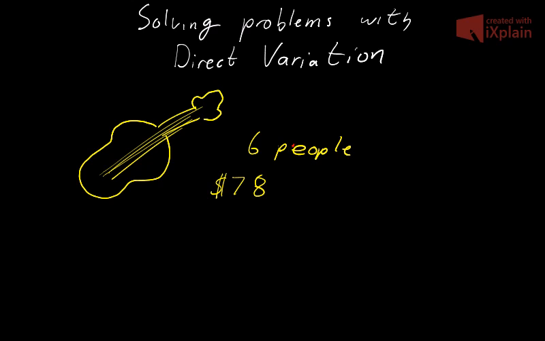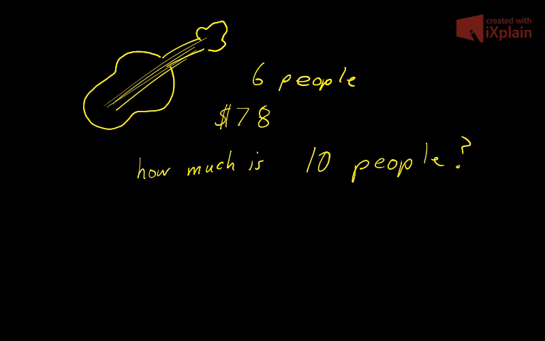I also know, since it wouldn't make any sense otherwise, that this is a direct variation relationship, which means that we're going to start off with $0 for 0 people. I don't have to pay if I'm not going to the concert, and it's going to go up the same amount for each person. So my question is, how much do I have to pay for 10 people?